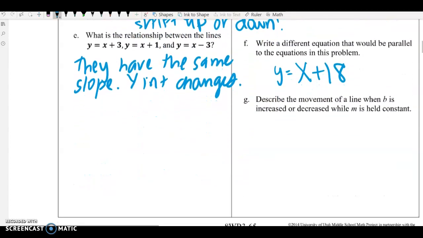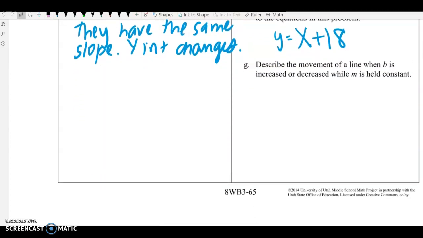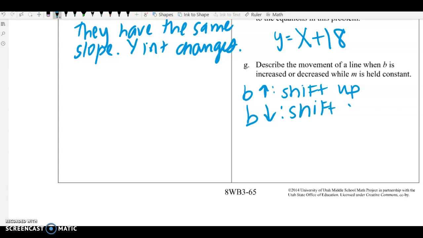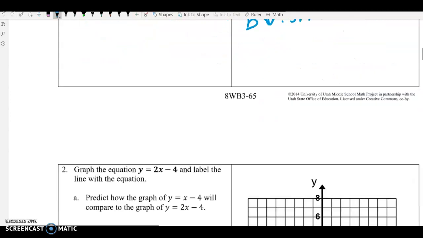So it says describe the movement of a line when b is increased or decreased while m is the same. So that's saying my slope's the same. Well, if my b goes up, it's a shift up. And if my b goes down, it's a shift down. All right? Go down below.